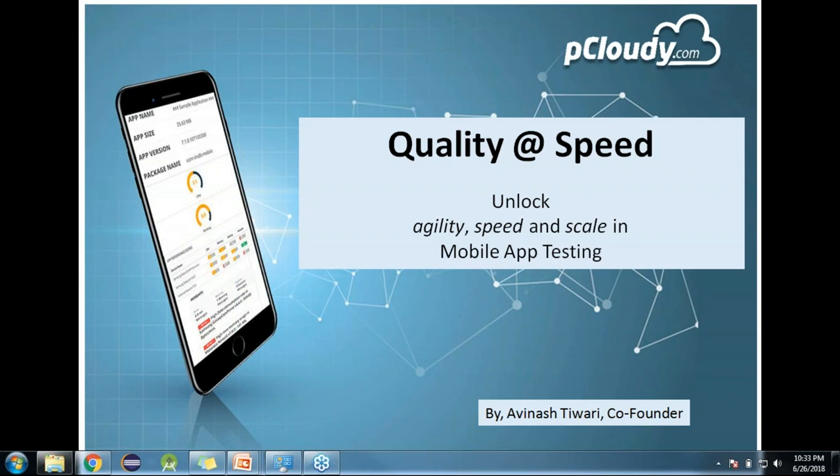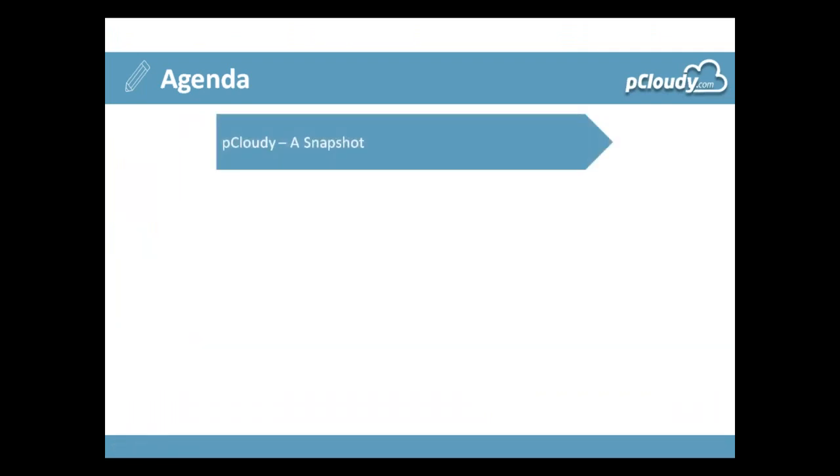Achieving quality at speed has been a challenge for mobile app test teams. And as part of today's session, we are going to look at some very interesting ways of solving these challenges for the teams. The agenda for today's session is divided into 4 different areas. The first one, I'll take a couple of minutes to talk about what pCloudy as a solution is.